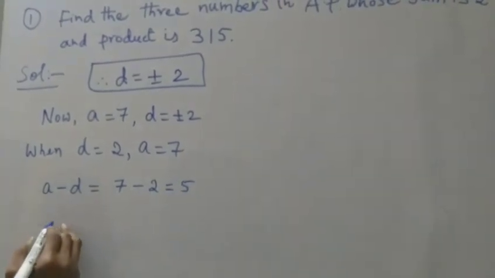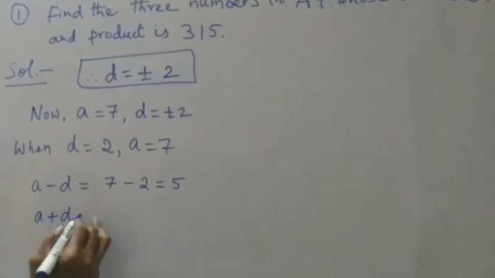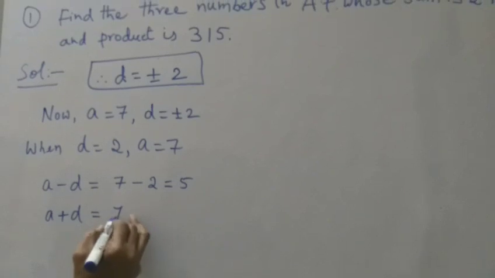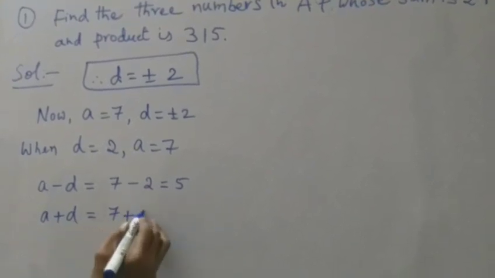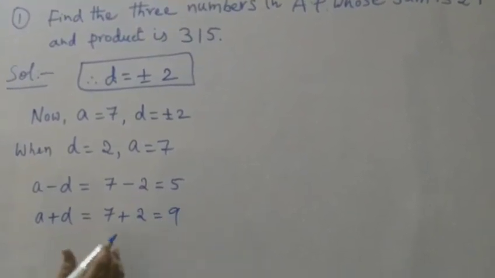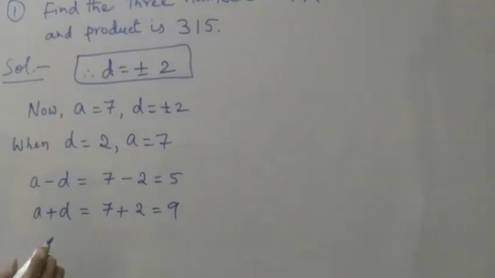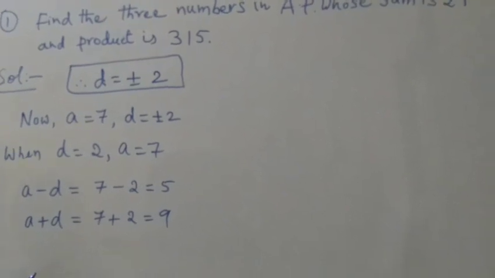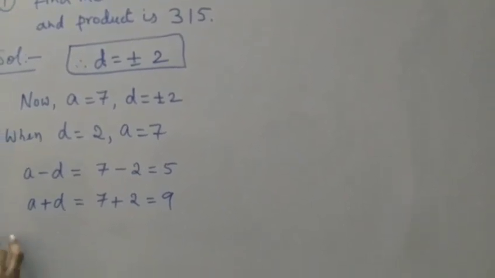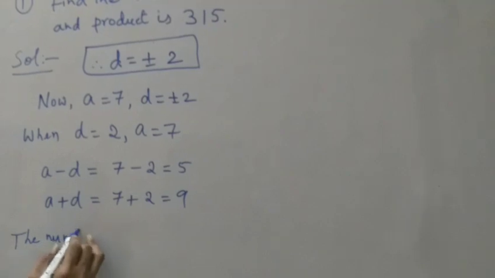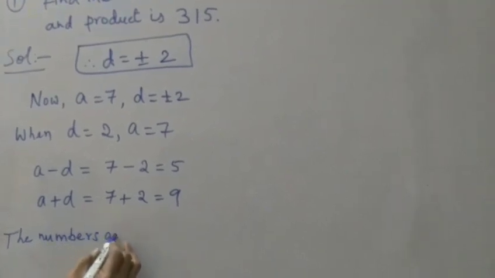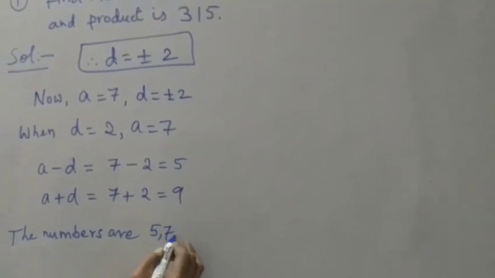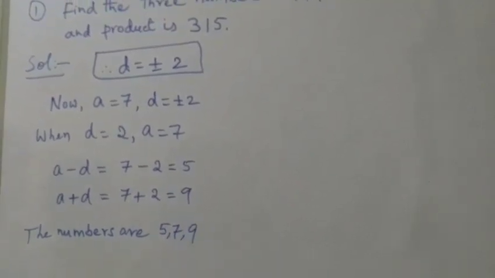And one more term is a plus d. A plus d is equal to 7 plus 2, which becomes 9. And we already have the a value. So here the numbers are 5, 7, 9.